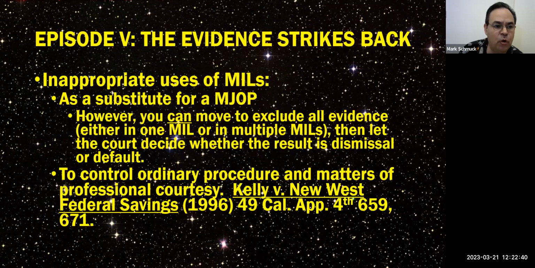What are inappropriate uses of motions in limine? You may not use a motion in limine as a substitute for a motion for judgment on the pleadings. However, you can move to exclude all evidence either in one motion in limine or in multiple motions in limine, and then let the court decide whether the result is a dismissal or a default.